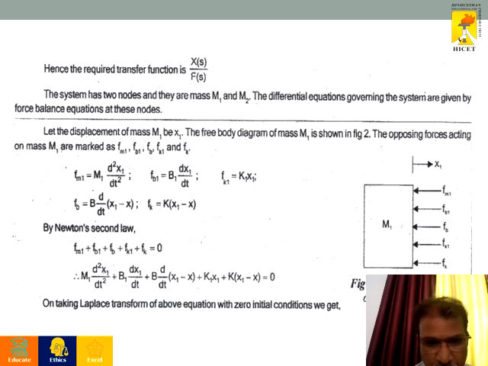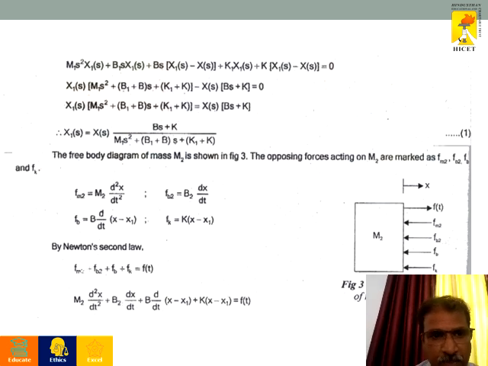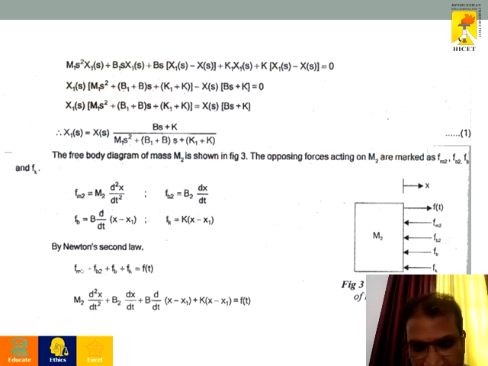Next, we are going to take the Laplace transform for this equation. When you take Laplace transform, we have m1 s squared X1 of s plus b1 s X1 of s plus b s times X1 of s minus X of s, plus for spring K1 X1 of s plus K times X1 of s minus X of s, that is equal to 0. The reason we have noted 0 here is that there is no applied force on mass 1.